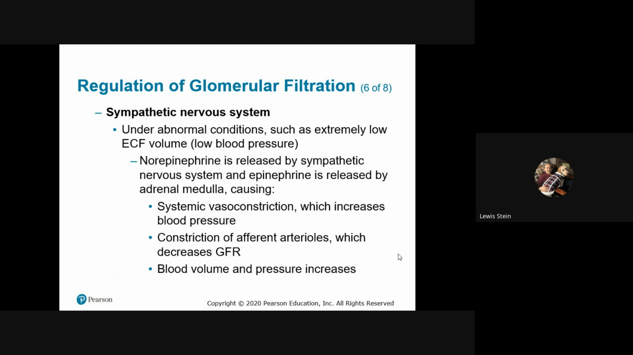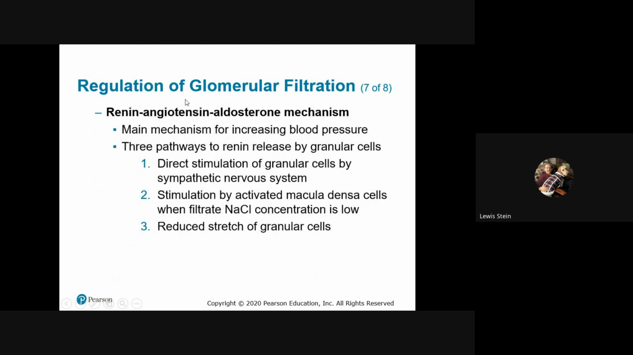That's sort of internal triage, if you will, which increases blood pressure, constricts the arterioles, etc. The renin, angiotensin, aldosterone mechanism. This is the big player. So there are different pathways. Those granules can be directly stimulated by the sympathetic nervous system, which causes that system to become active. The salt concentration is low. I mean, if you think salt concentration is low, there's potentially an overabundance of fluid.